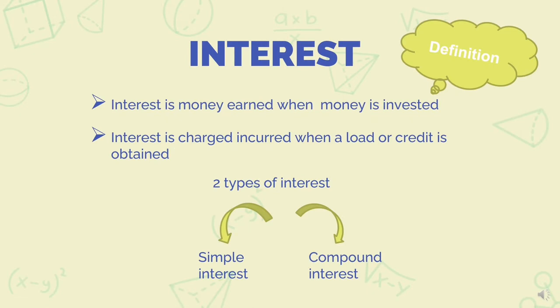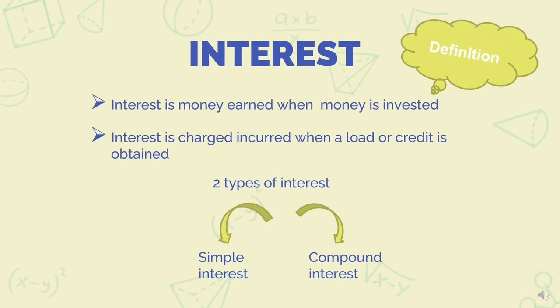What is the definition of interest? Interest is defined as a compensation given by a financial institution, such as a bank, to a borrower. In other words, money earned when money is invested. Interest can also be defined as a charge incurred when a loan or credit is obtained. For example, when we make a loan to a bank.